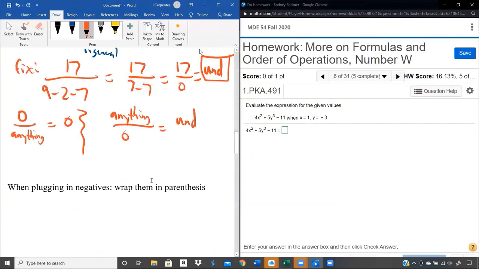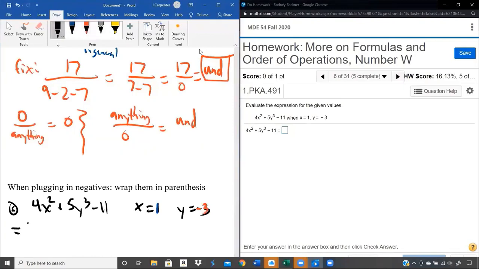There we go. So let's try that one out. 4x squared plus 5y cubed minus 11, with x equal to 1 and y equal to negative 3. They're telling you which one is which. It's not the order. It doesn't have to be an x and then a y first. These could have been swapped. So I'm going to use colors to show you my substitution. I'll do blue for the x value and red for the y value.